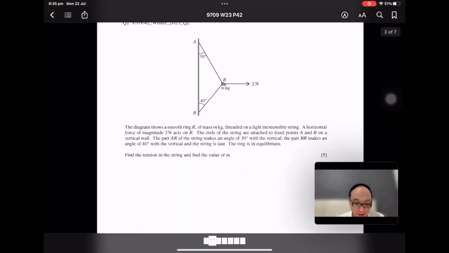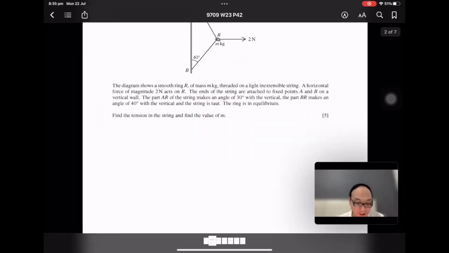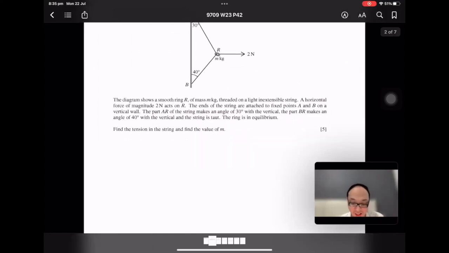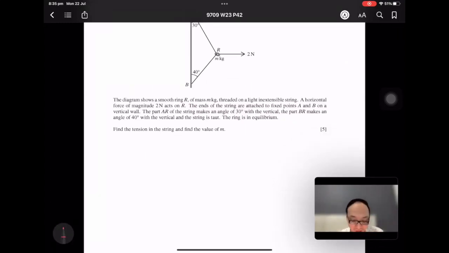Number 2. The diagram shows a smooth ring R of mass M threaded on a light inextensible string. A horizontal force of magnitude 2 newtons acts on R. The ends of the string are attached to fixed points A and B on the vertical wall. The part AR of the string makes an angle of 30 degrees with the vertical. The part BR makes an angle of 40 degrees with the vertical. The ring is in equilibrium. Find the tension in the string and find the value of M.